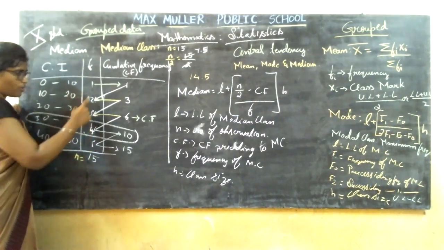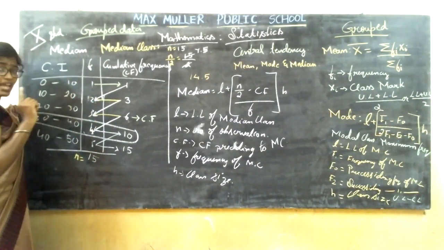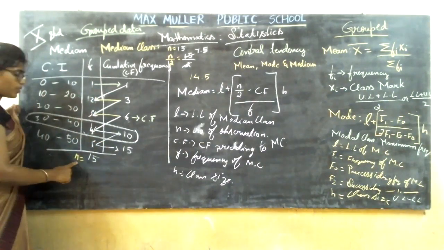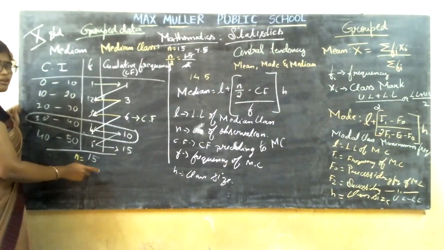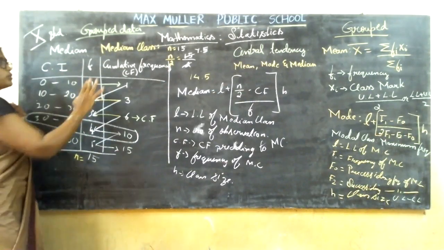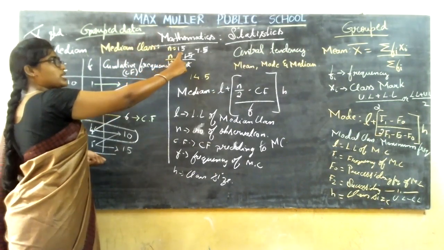The first thing is you are going to add the given frequencies. You are not going to take it as fx, that is sigma fi, you are going to represent that as n. So the n value you have got is 15. In the median, whatever you are finding, you should find through the median class itself. So what is the value of n? The value of n is 15.